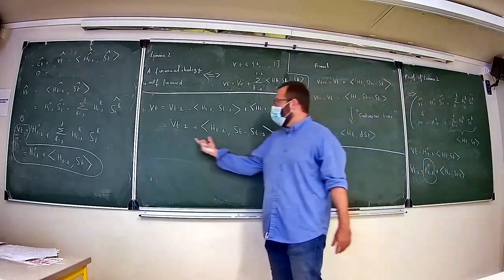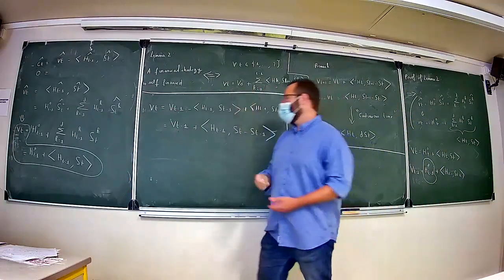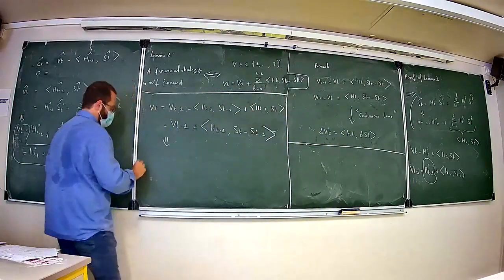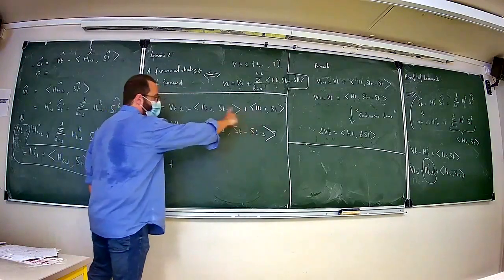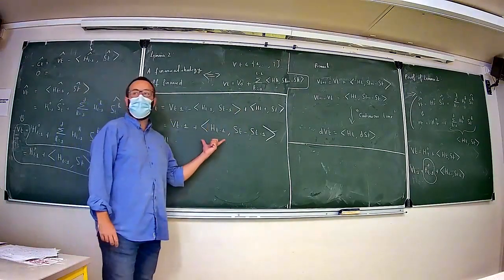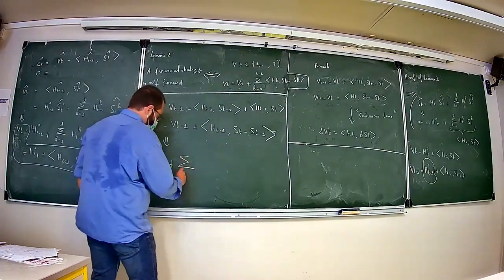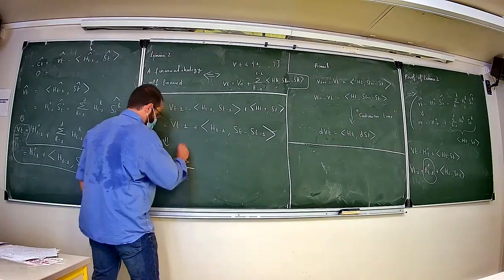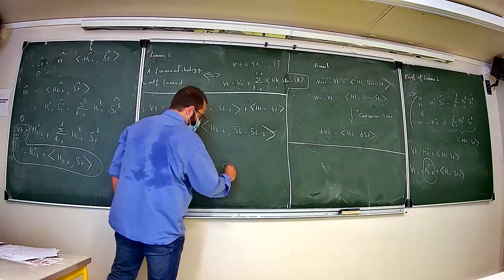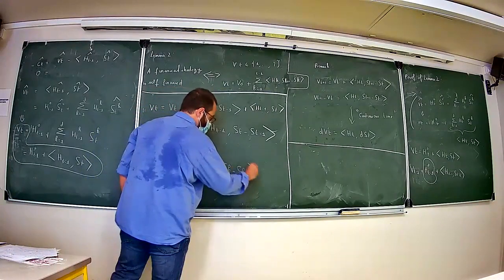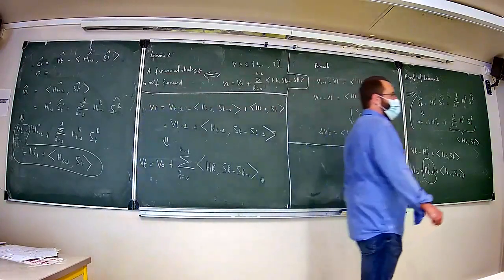So from this induction relation between Vt and Vt minus 1, I deduce that the Vt is equal to V0 plus the sum of all these terms, from t equal to 0 to t minus 1. And it's the end of the proof for my implication.